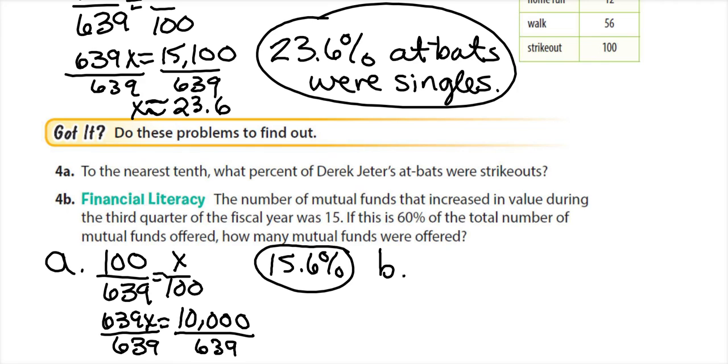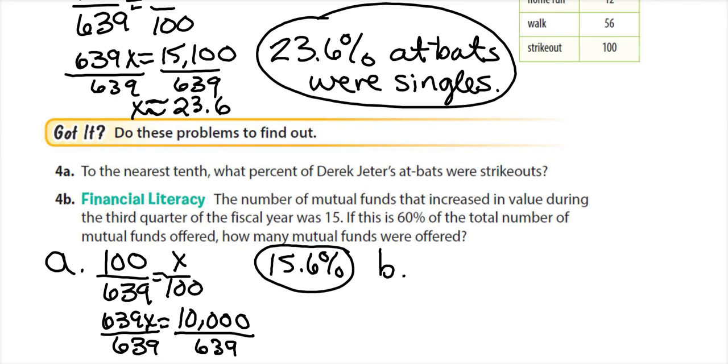Okay, let's take a look at letter B. Financial literacy. The number of mutual funds that increased in value during the third quarter of the fiscal year was 15. If this is 60% of the total number of mutual funds offered, how many mutual funds were offered? Okay, so it says that they increased the value in the third quarter, and there was 15 that actually increased there, and then that number was 60% of the total number.